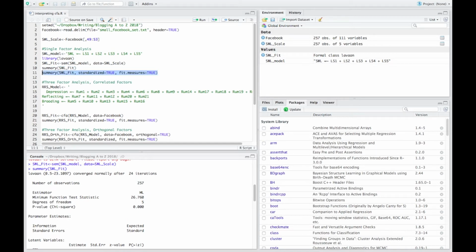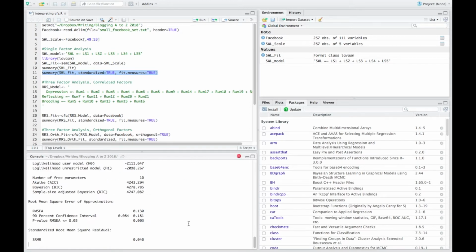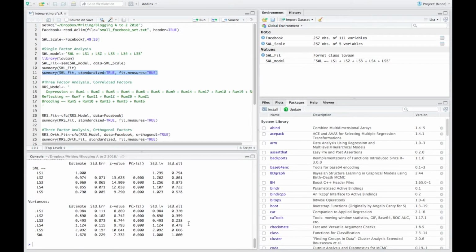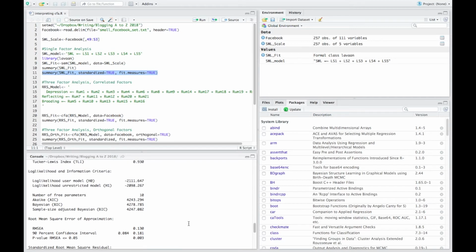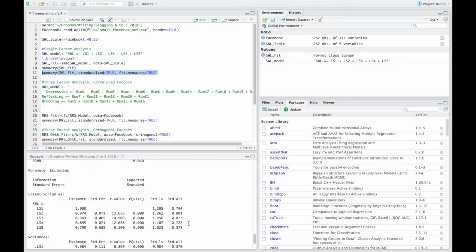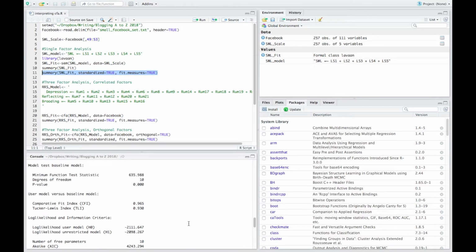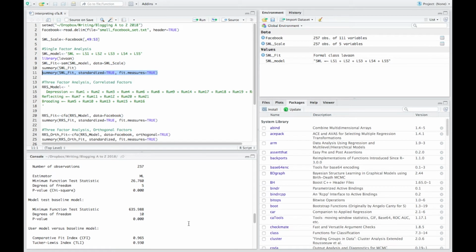And I actually should have run this one because this gives me all of my fit measures. So like I said, the very first place I look is at the fit measures because if you have a badly fitting model, the other stuff doesn't really mean anything. The model is bad, and you should go back to the drawing board and come up with a better model.